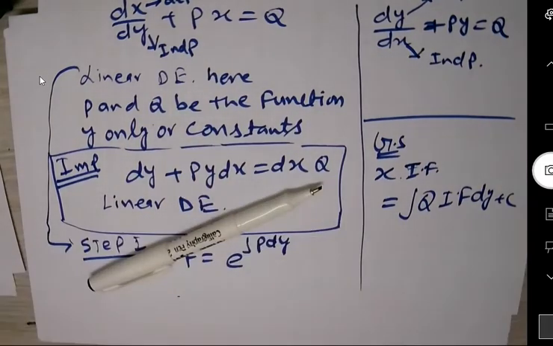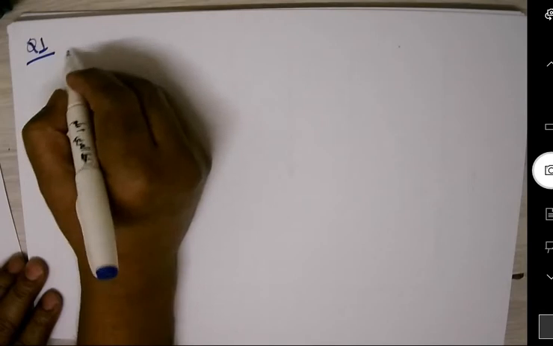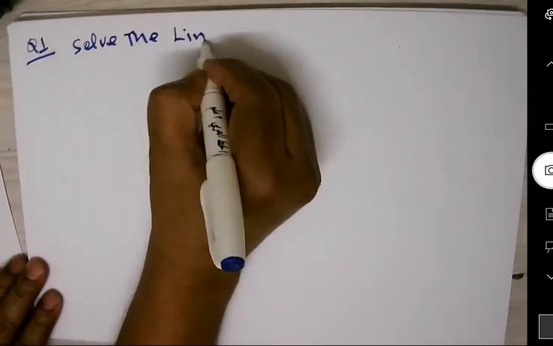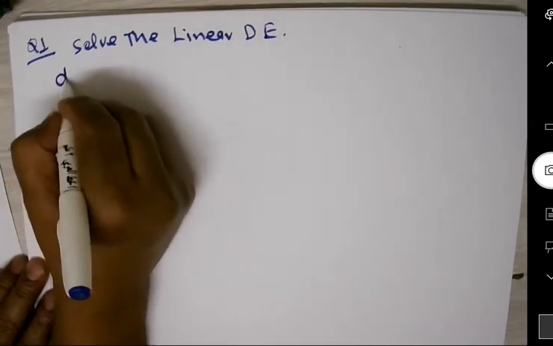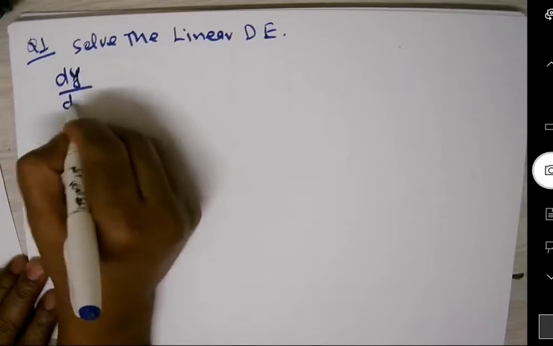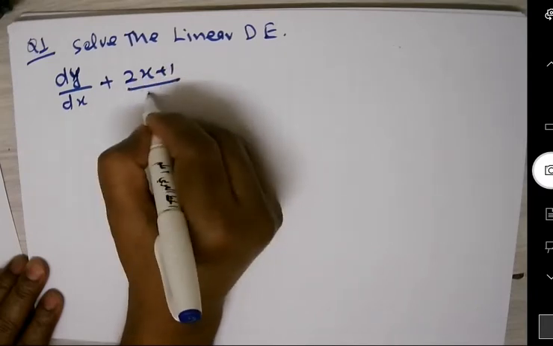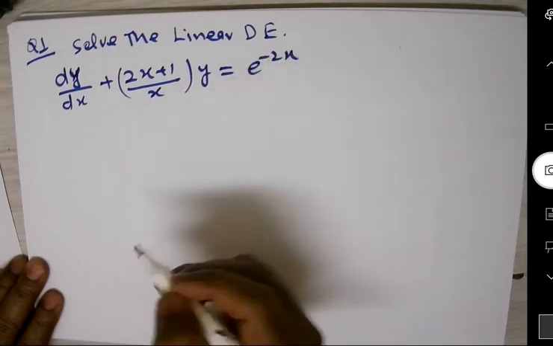So I am going to take a few examples for that type of linear differential equation. Question number 1, in continuation of that one: solve the linear differential equation dy/dx plus (2x plus 1) divided by x into y equal to e power minus 2x.